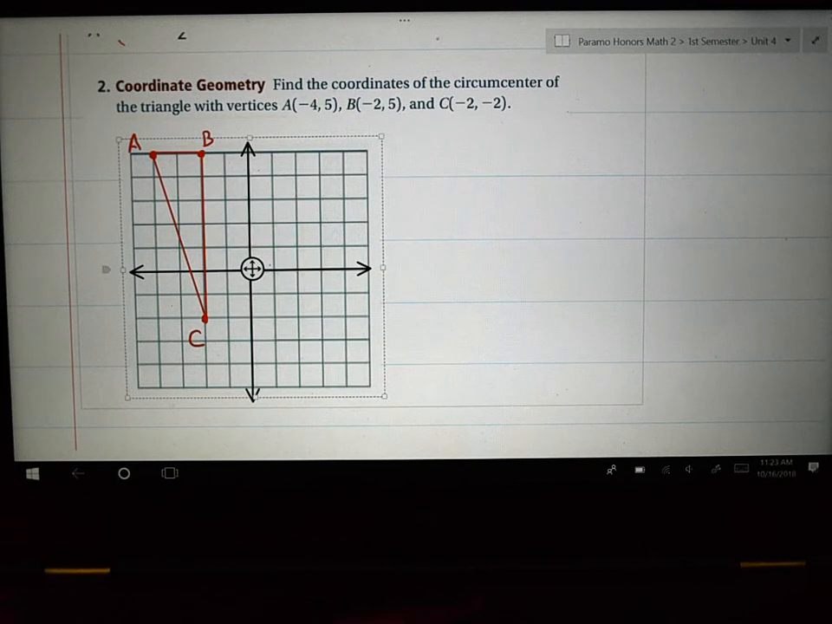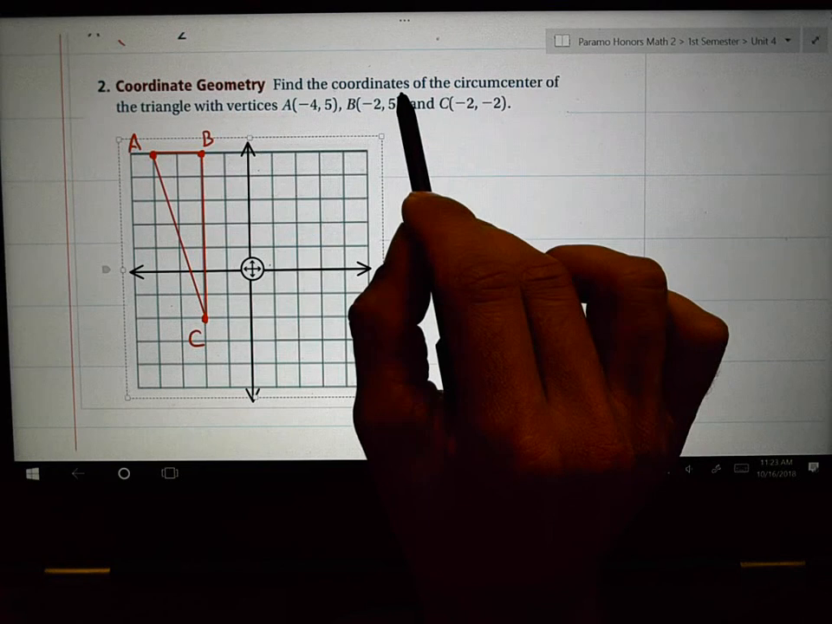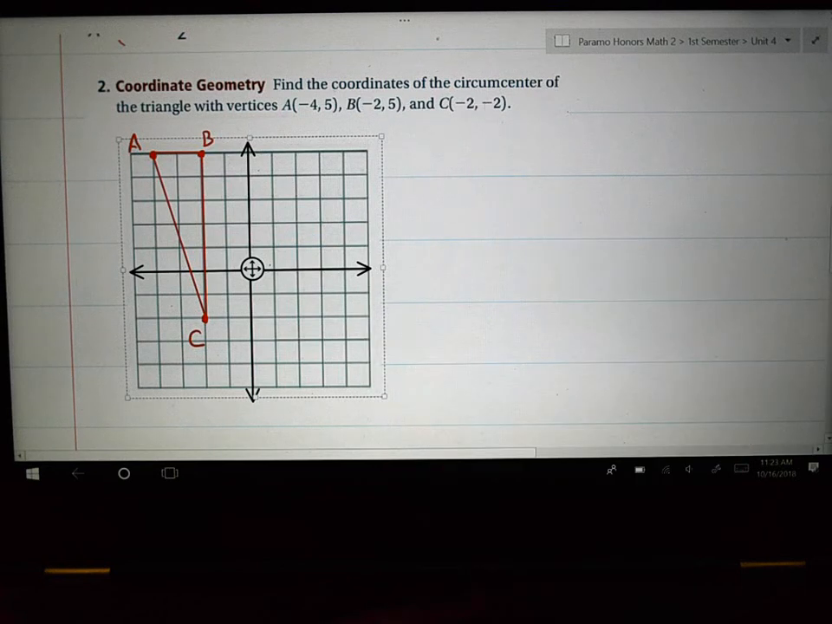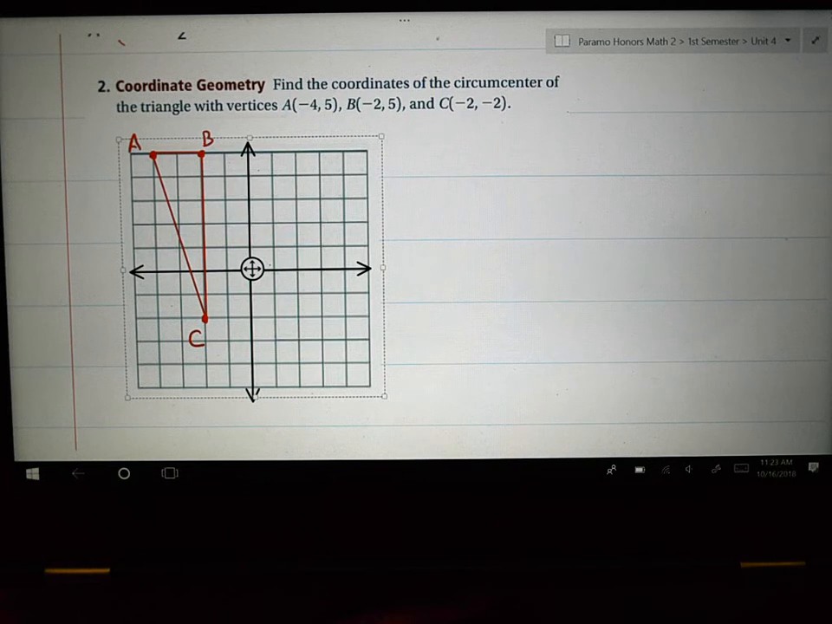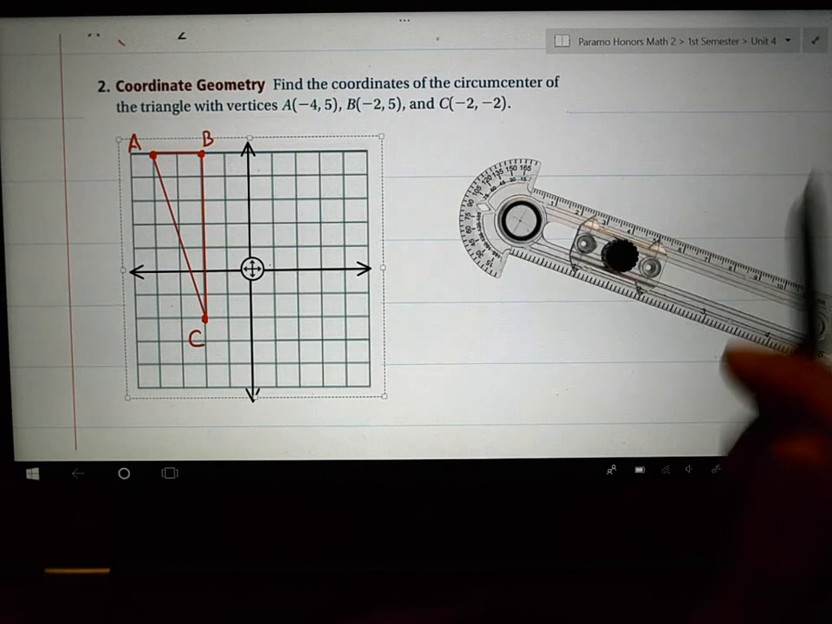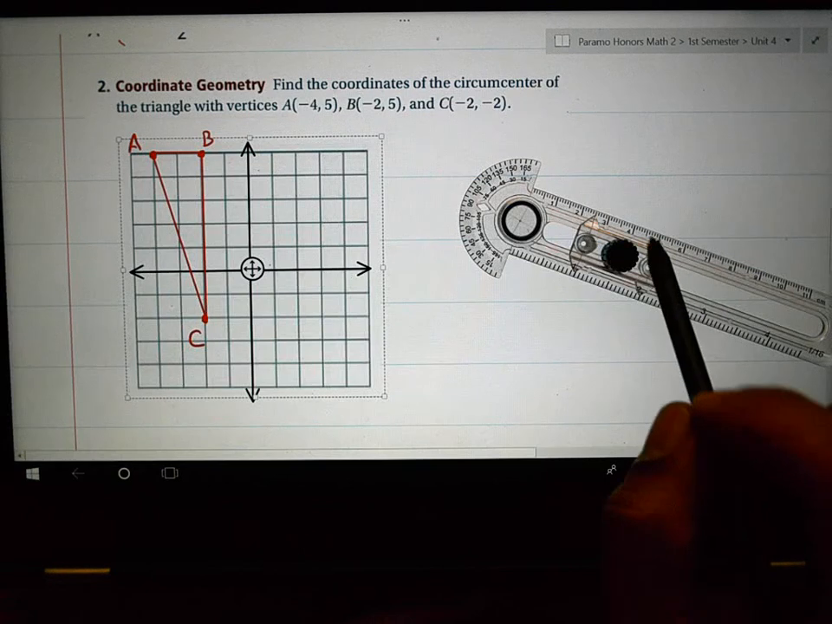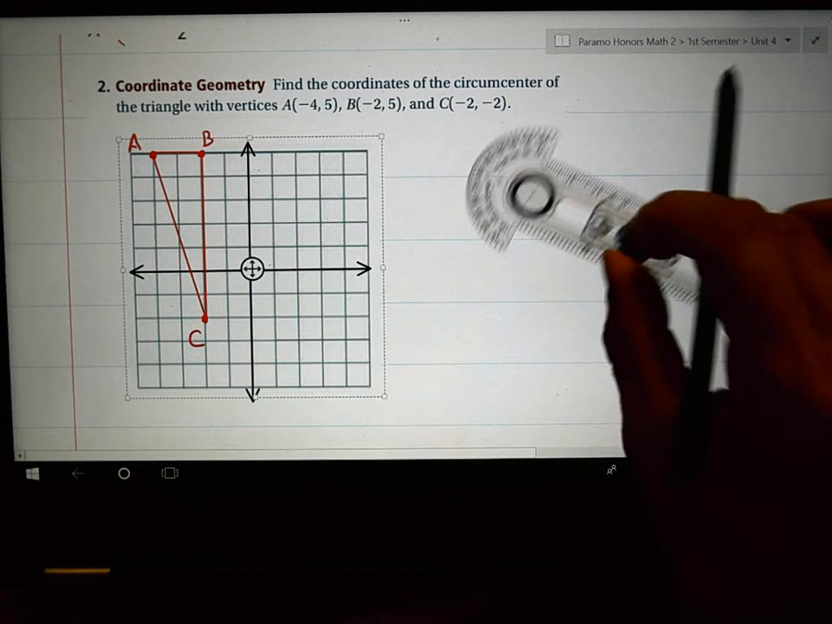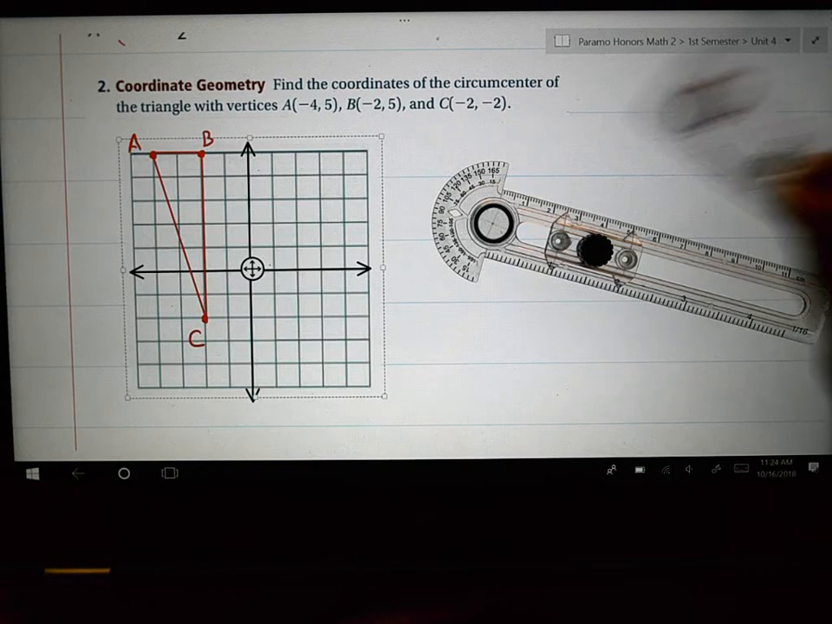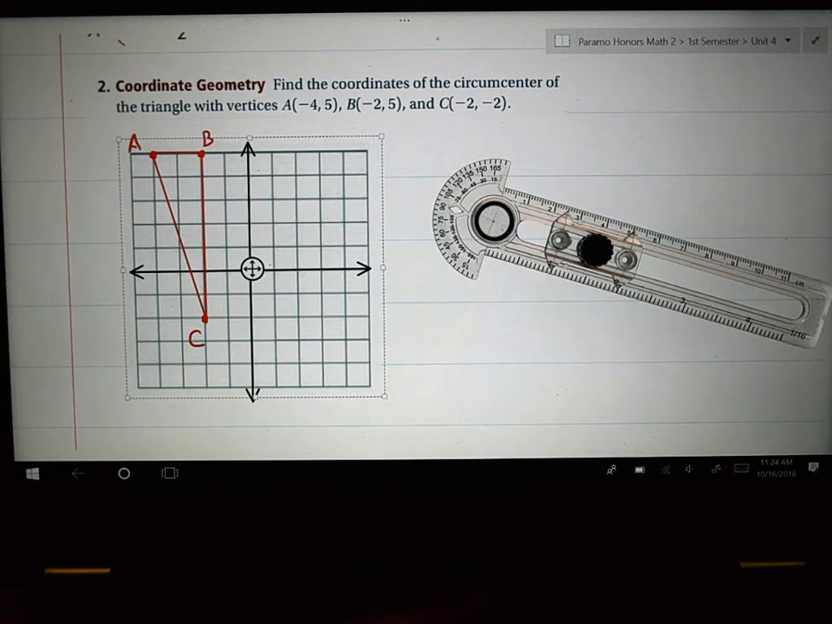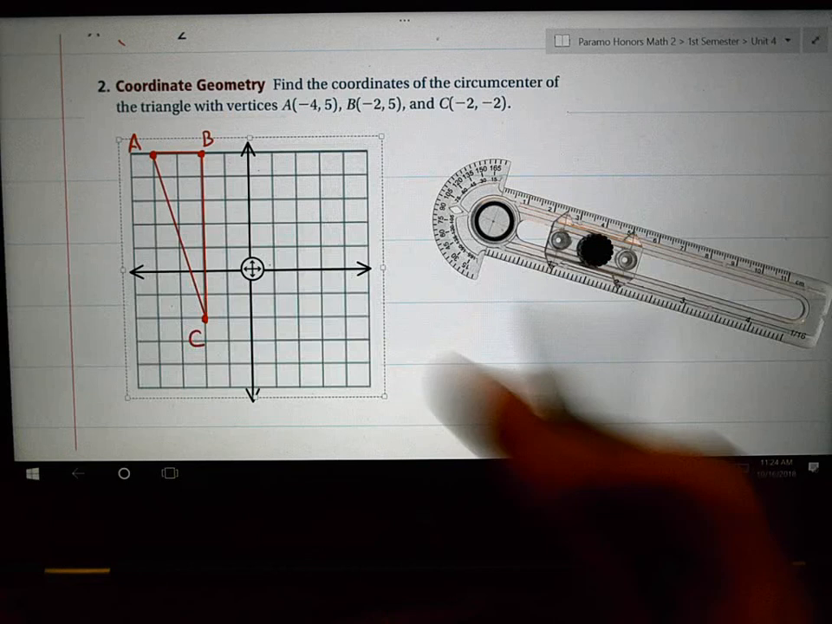But it asks you to find the coordinates of the circumcenter. We're going to do this today with just a ruler. We don't need a protractor or anything because this one's pretty simple to do. On Thursday, we will actually learn how to do this with a compass and straight edge. We'll use bullseye compasses and straight edges. If you want to bring your own, you can. Otherwise, you get to use the class set of bullseye compasses that I have.